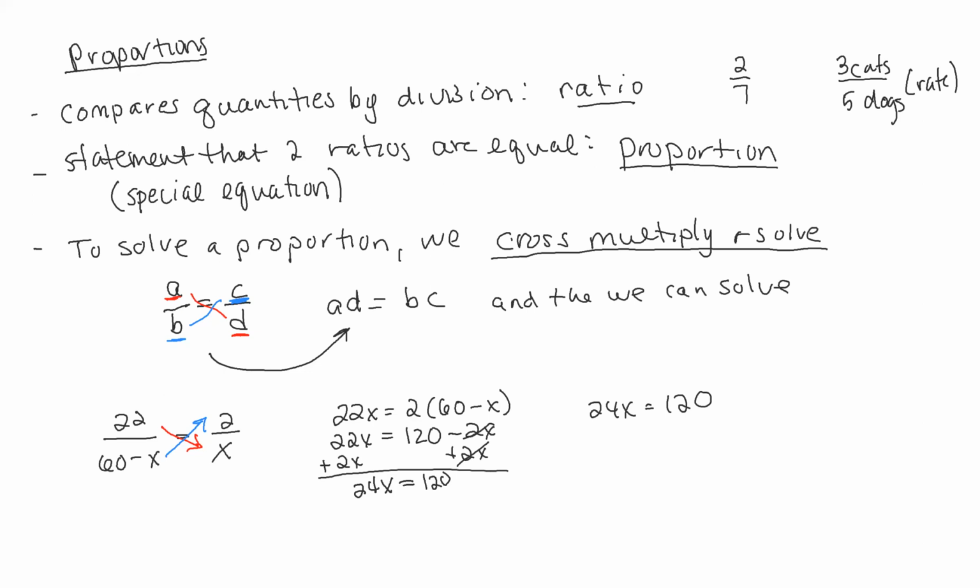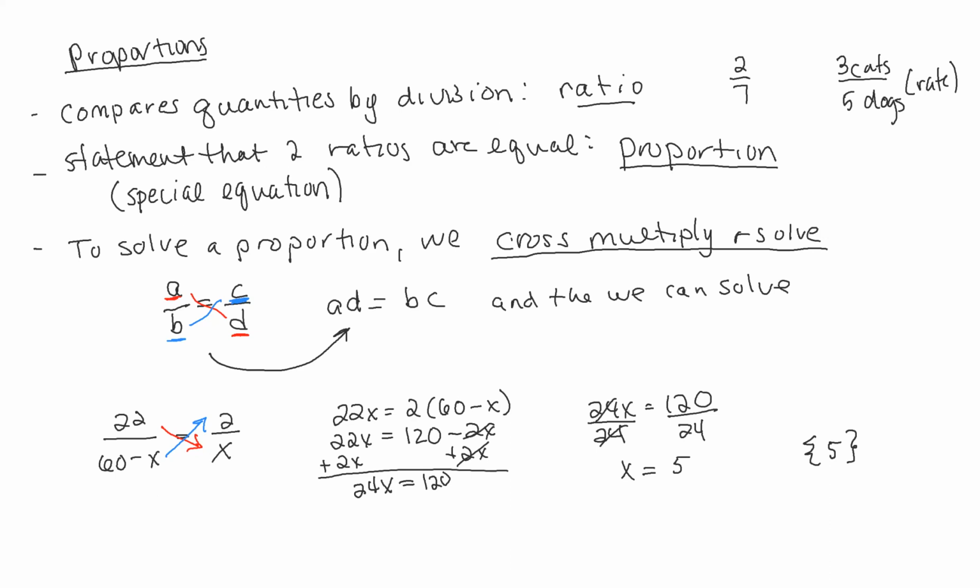To do that, I undo the multiplication of 24 and x. I undo multiplication with division. So I divide both sides by 24. On the left, 24 divided by 24 is 1. 1 times x is x. And then 120 divided by 24 is 5. So we would say here the solution to this proportion is 5.